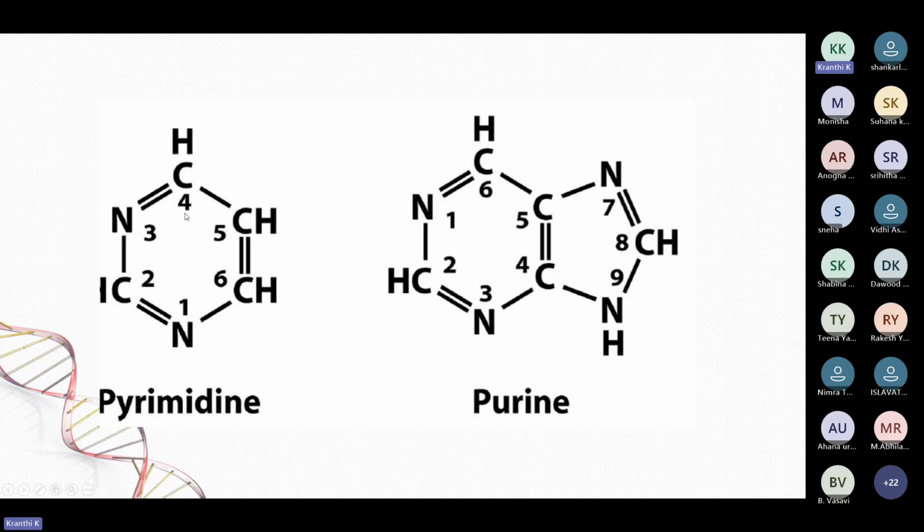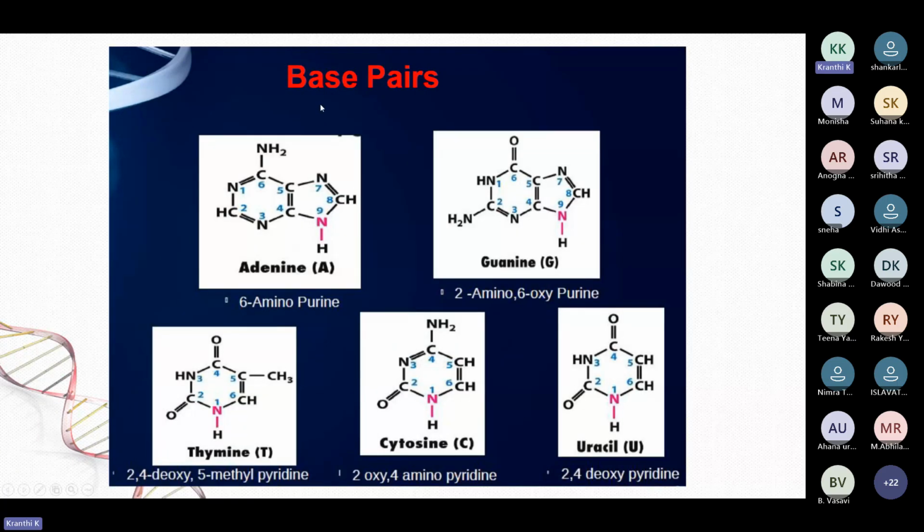This is having only one ring. Okay, purine. Then actually adenine, right? So this is a molecular term we should use. I mean, simply we are using adenine, right? But you can use this word, 6-aminopurine.